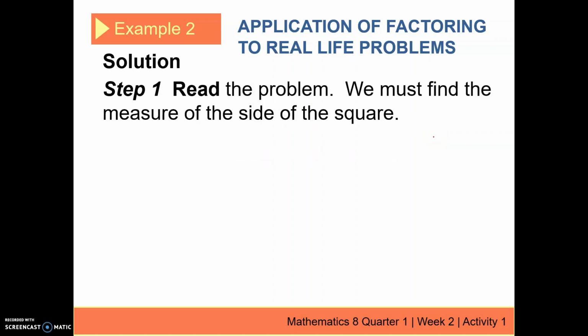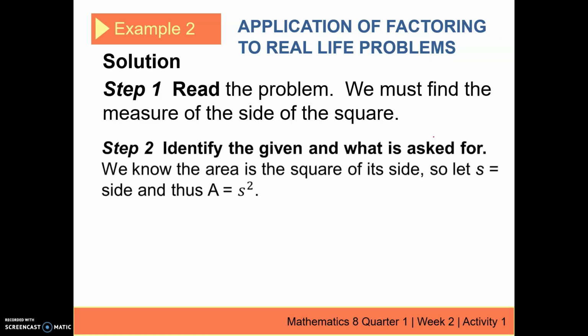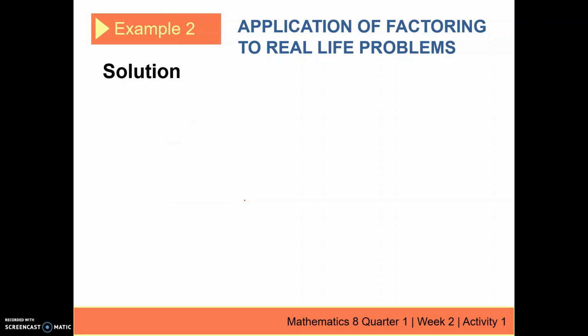Step 1 is to read the problem. So we must find the measure of the side of the square. Step 2 is to identify the given and what is asked for. We know that the area of the square is equal to the square of its side. So let's say S is equal to side. Thus, A is equal to S squared.